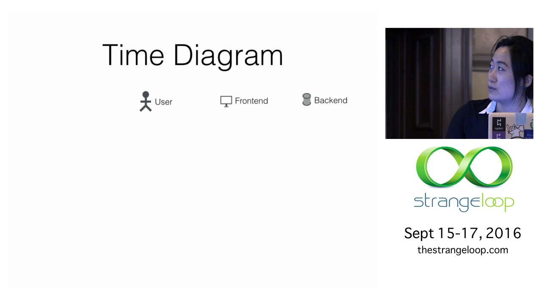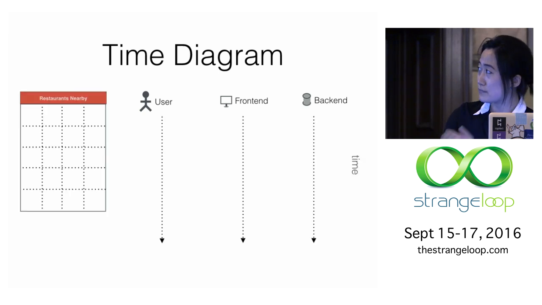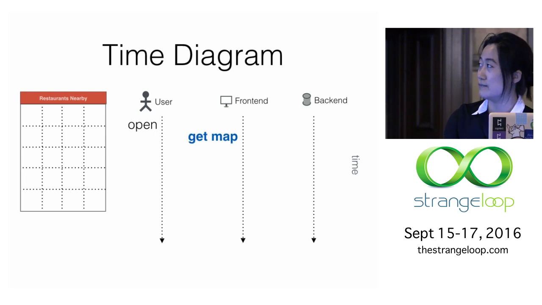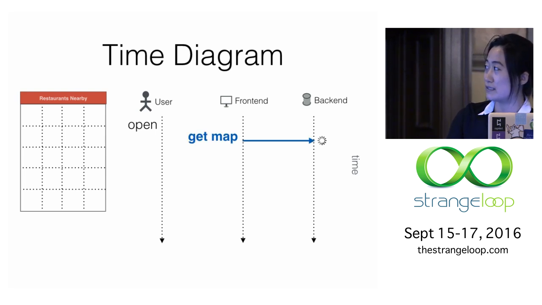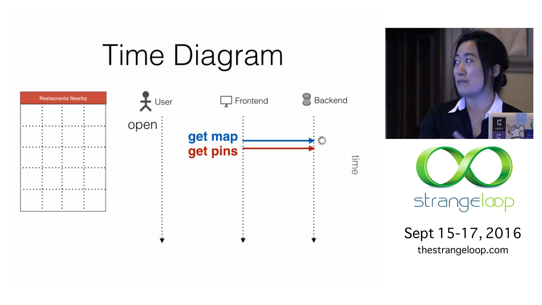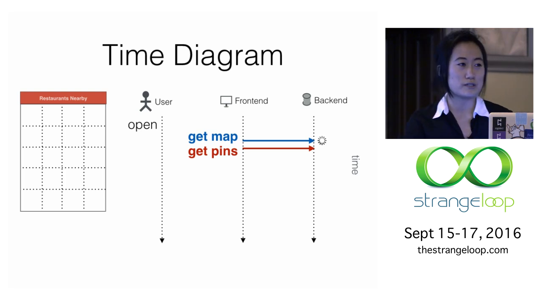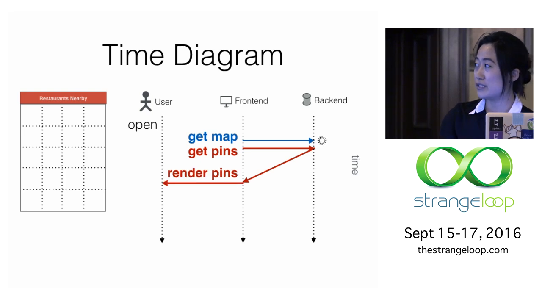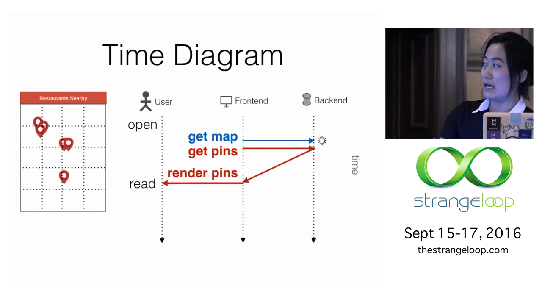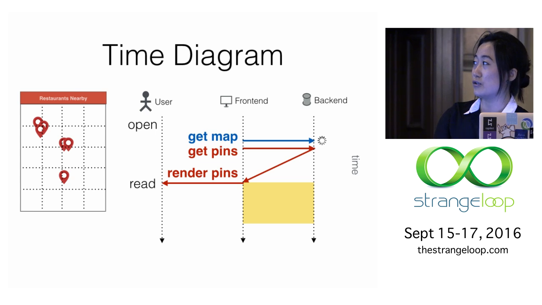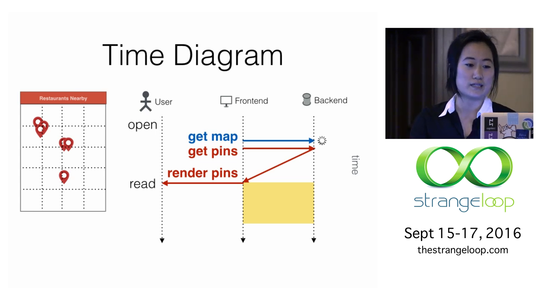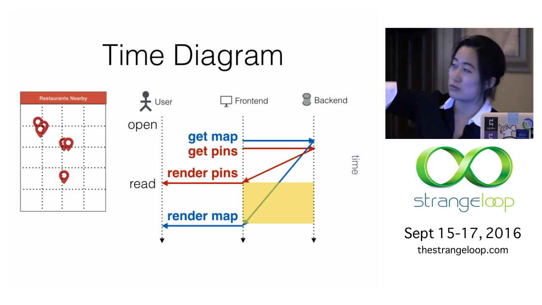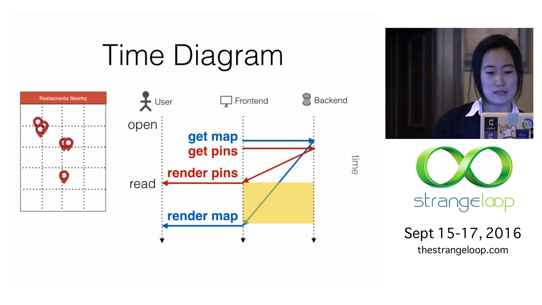Here's a pretty simple time diagram with the user, the front end, and the back end. The user opens the application, and the front end makes a request to get the map and get the pins. However, the map is a little bit larger in terms of data size and takes longer to load. So the pin comes back first, the app renders it, the user sees this view, and for the time afterwards until the map arrives, it's just going to be like this, which could potentially be a little bit problematic. We call this, the yellow range, slightly inconsistent.